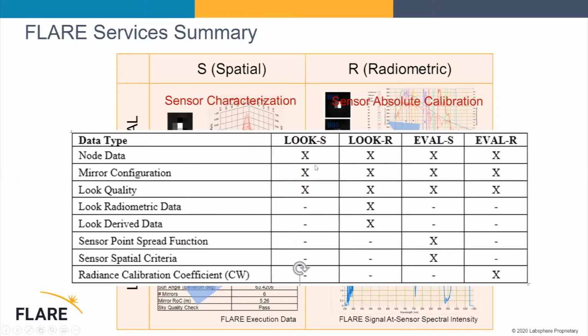So we have the look S, which provides the node data, the mirror configuration, and the quality of the look, meaning how good was the atmosphere that day. Look R is a radiometric look, which gives you additional radiometric information, derived information. And then if you upload the images to us, we can complete the circle and give you the rest of the information associated with the spatial or radiometric, depending on which eval you've ordered.